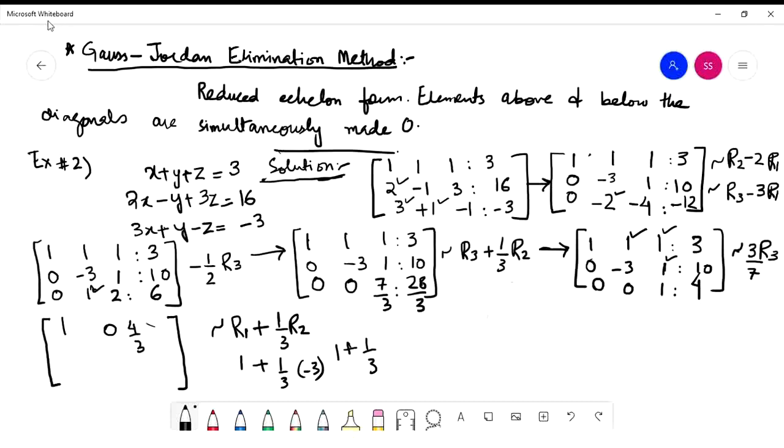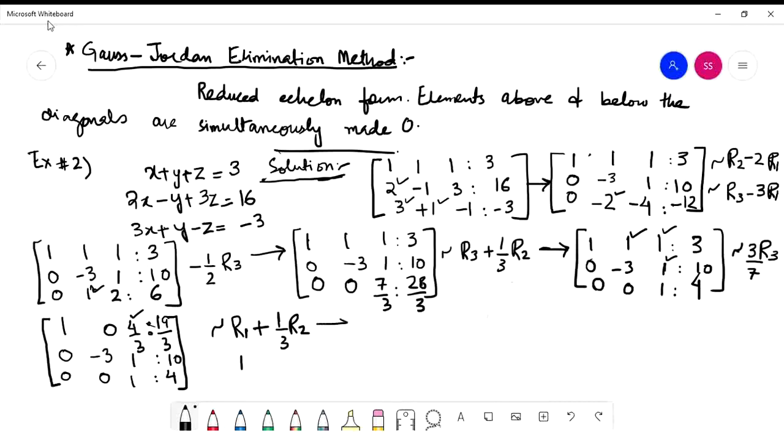And for the constant, 3 plus 10 by 3. So that makes it 3 into 3. Taking the LCM 3, 19 by 3. That's strange. If I'm right, 19 by 3. Okay. Now to make this 4 by 3 equal to 0, you can relate R1 and R3, because it doesn't affect these two zeros, and it doesn't make the non-zero entry zero.